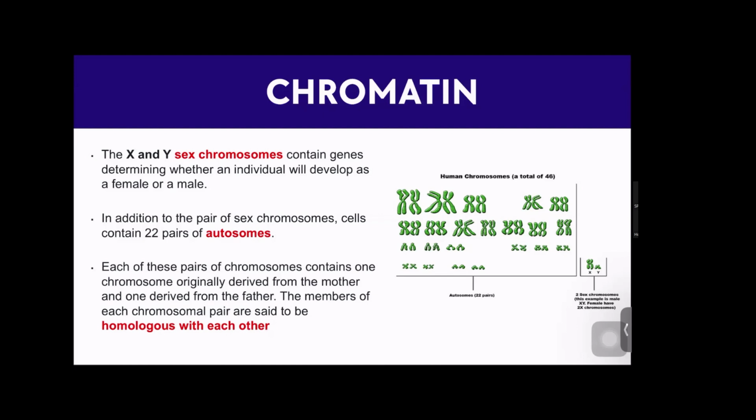So each of these pairs of chromosomes contains one chromosome originally derived from the mother and one derived from the father. So the members of each chromosomal pair are said to be homologous with each other.